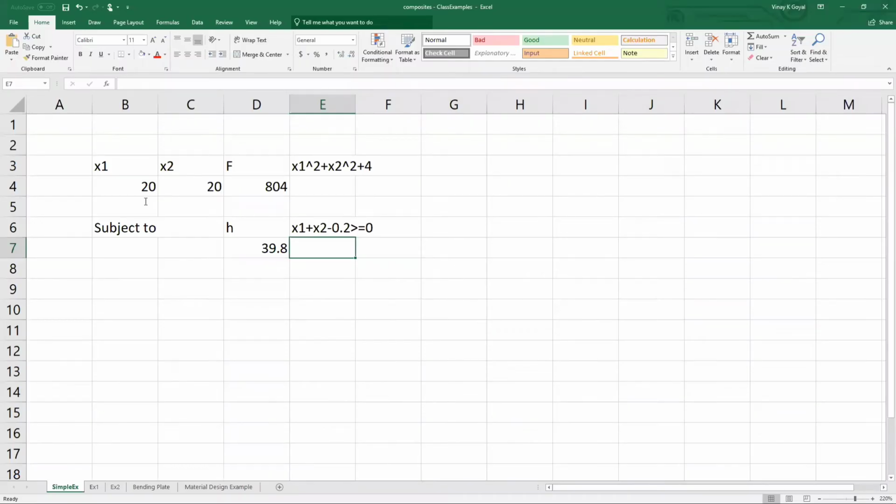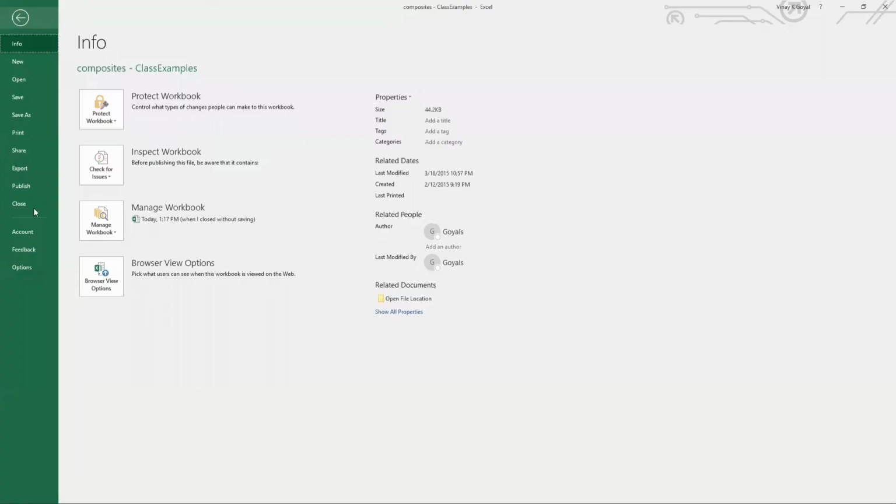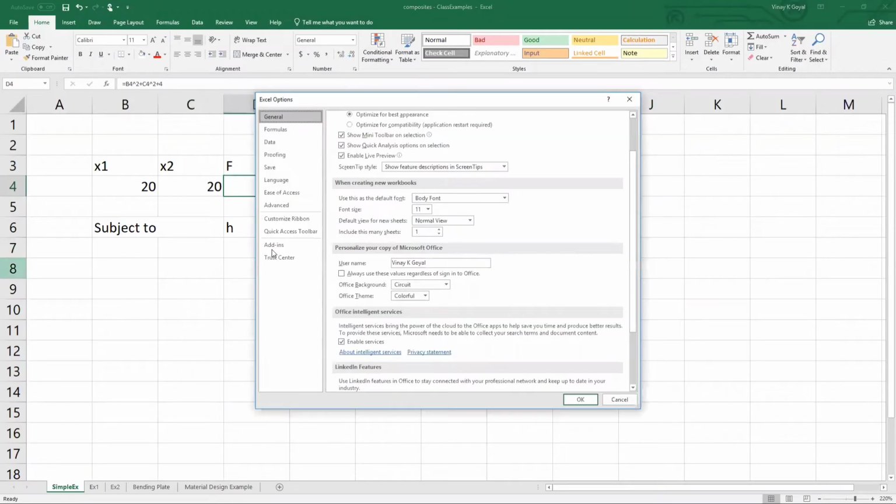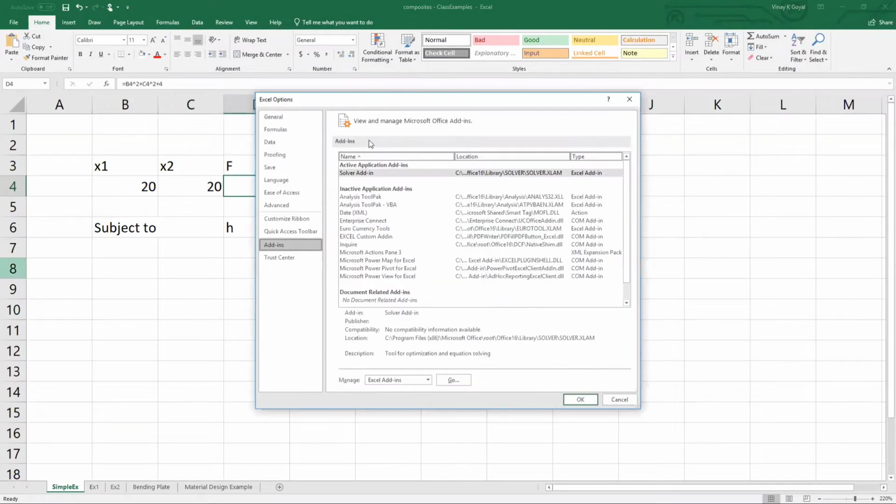So here we have it. We have x1 and x2, and then the function f is 804. I want to minimize this. So I have to find x1, x2, so that happens, and I don't violate this constraint. I didn't write the other constraint because it's not going to get violated, but you can add it too. So again, go under Data, and if you don't have it yet, go to File, Options, and then go to Add-ins, and then add the solver package.